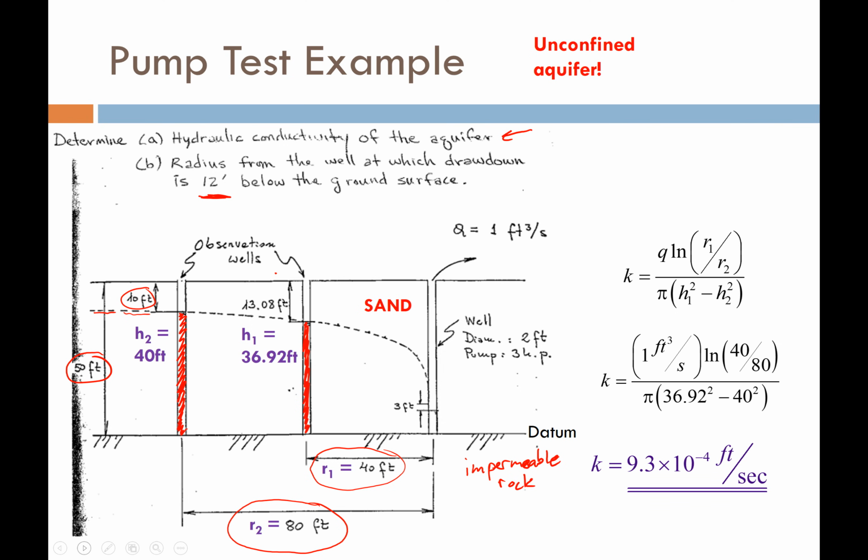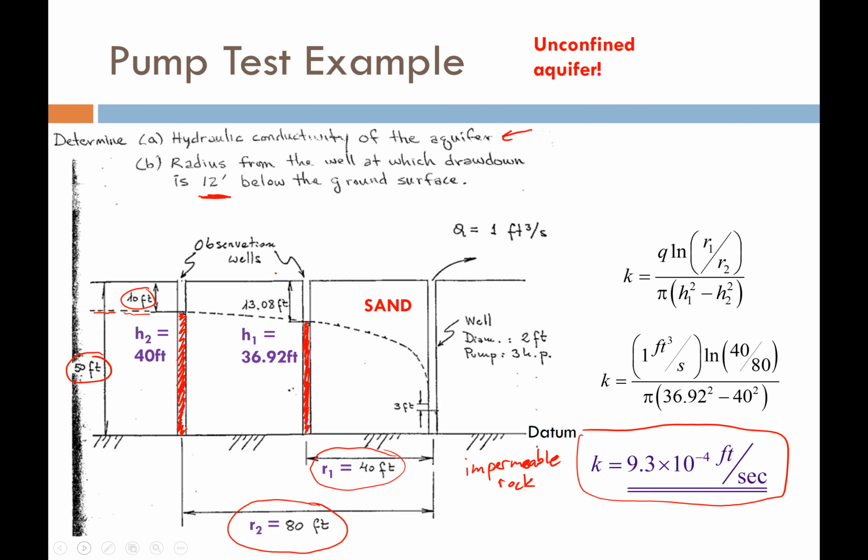So let's just plug those numbers in, right? Radius 1 is 40 feet. Radius 2 is 80 feet. Head in well number 1 is 36.92 feet. Head in well number 2 is 40 feet. So I just crunch those numbers and I directly compute a K of 9.3 times 10 to the minus 4th feet per second. Great.